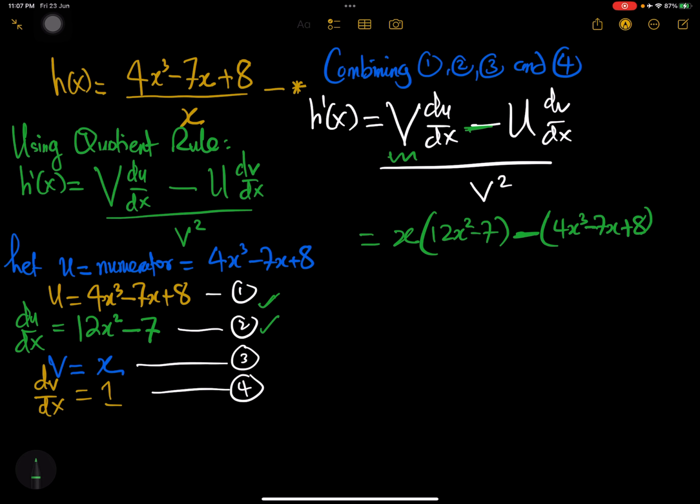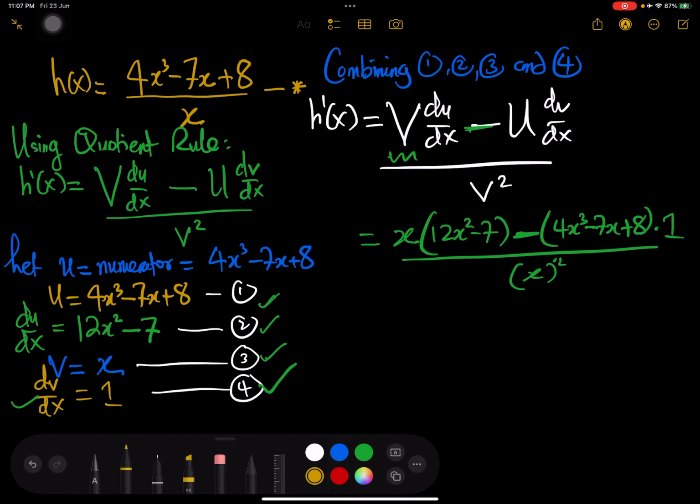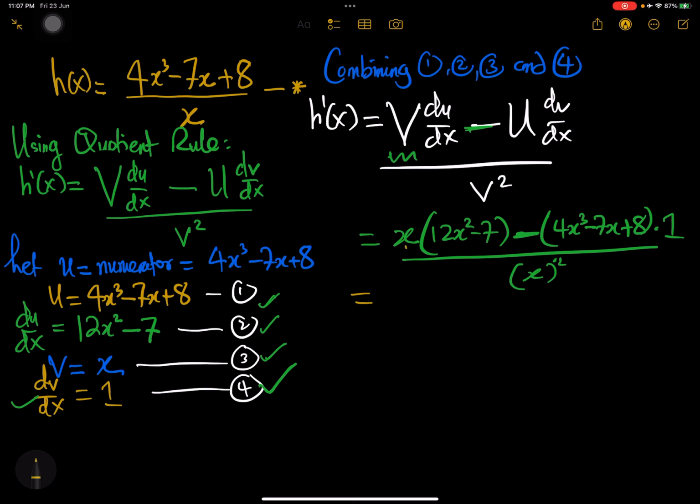What is our dv dx? It is equation 4, which gives us 1. And then we divide everything by v squared. What is v? V is equation 3, which is x, and we should square it. So we are going to end up having this multiply this, and we're going to get 12x cubed, minus that is also going to multiply, we're going to get minus 7x.